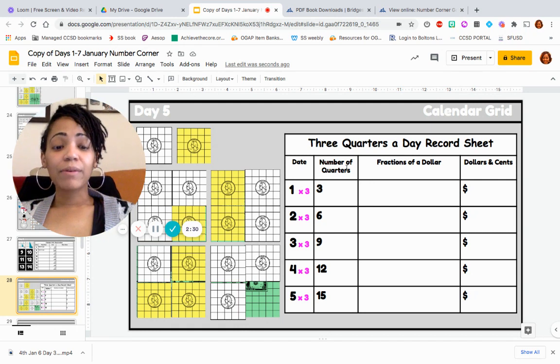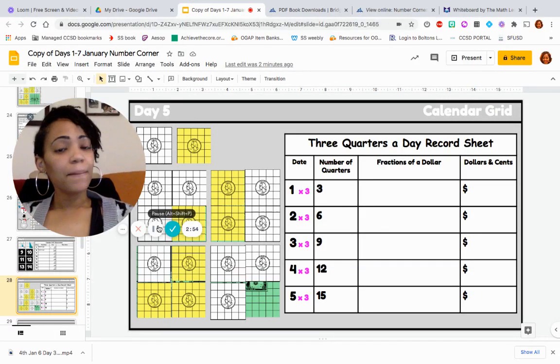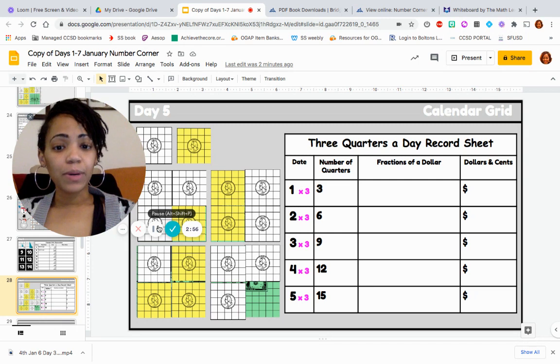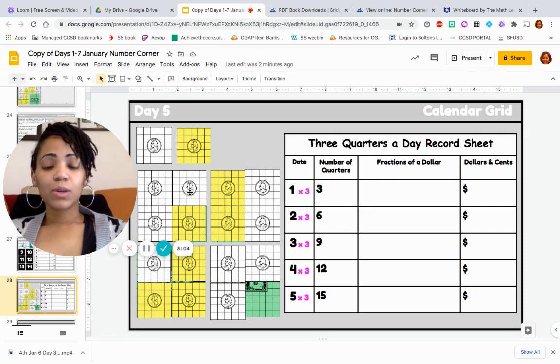We are looking at recording how many quarters we have, of course, since we're collecting 3 quarters a day, what fraction that is of a dollar, and then how much money that actually is. And then we'll have some discussions about how you know how much money it is. So let's get started and let's think about day 1. How many quarters did we have on day 1? Right, 3, and that's represented in white here with our 3 white quarters.